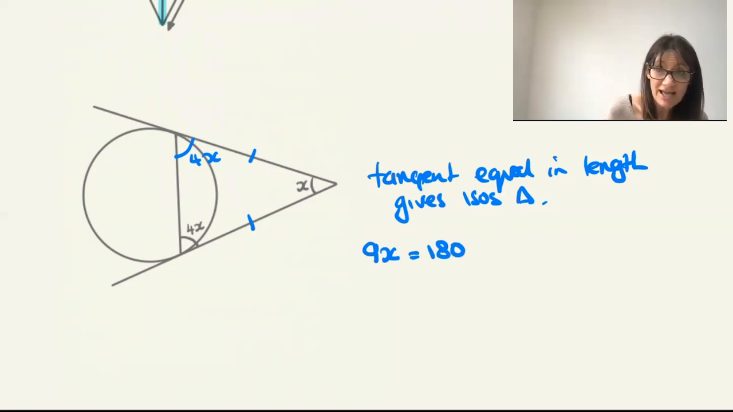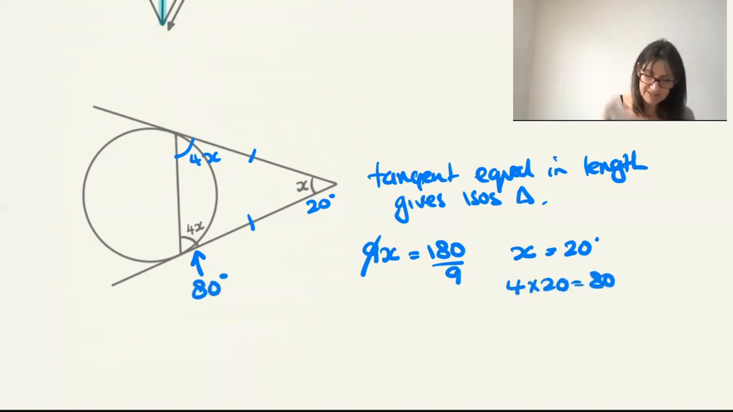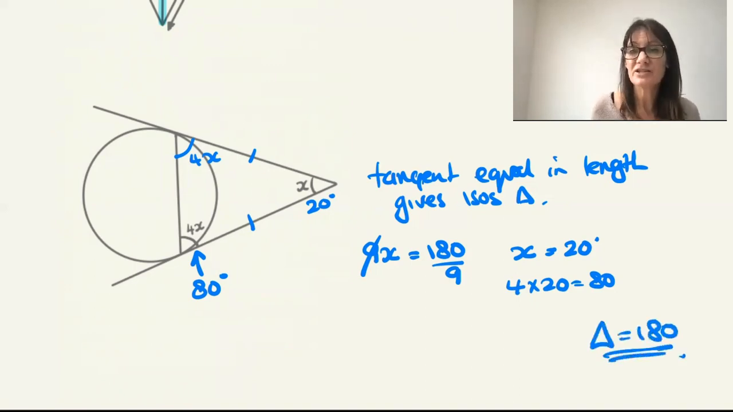Okay, I want to know what x equals. So I'm going to divide through by 9. So x is equal to 20. So I know that this angle here is 20 degrees, but that was labeled as well. So I'm going to work out what that one is equal to. And 4 times 20 is 80. So that one is 80 degrees. So tangents equal in length gave an isosceles, and then I obviously used triangle equals 180 to set up my equation and solve. All right, so well done if you did that.